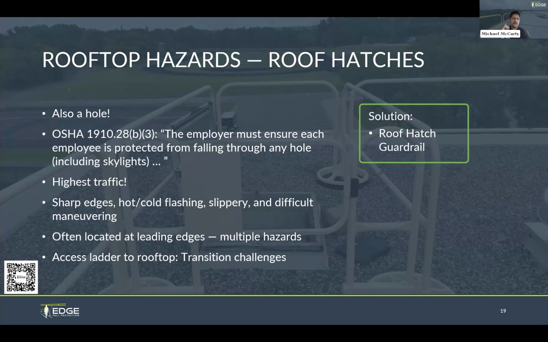Other things I want to point out, sharp edges. If it's cold out, the flashing is going to be cold. If it's hot out, sometimes you put your hands on that and it burns. They can be slippery, difficult to maneuver. So really important. Again, put some fall protection around these, please.